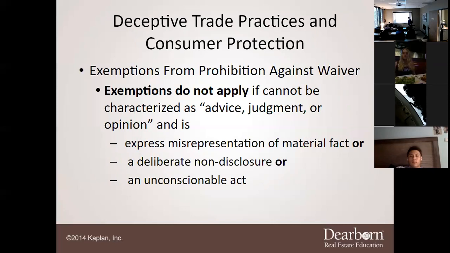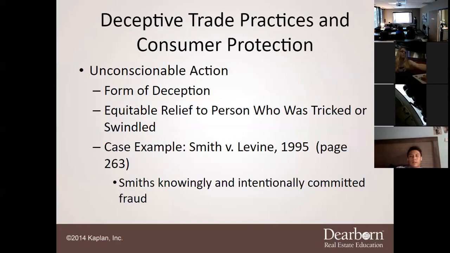You would still be prosecuted under DTPA. So an unconscionable act, as we were saying, is a form of deception. There's equitable relief to a person who was tricked or swindled. It means any damages they receive, they get that back. And there was another case in 1995 where Smiths knowingly and intentionally committed fraud. So I'm guessing Smiths lost that case.